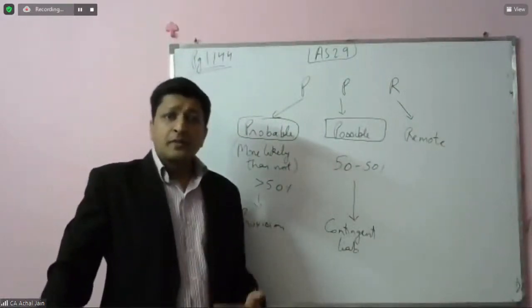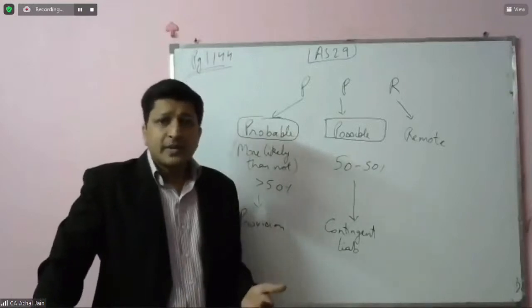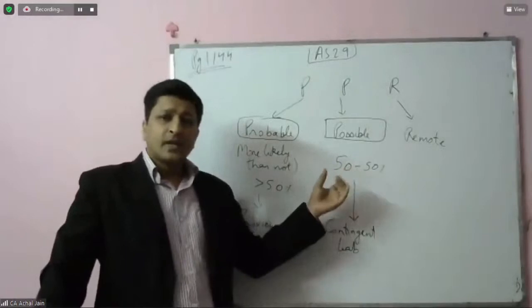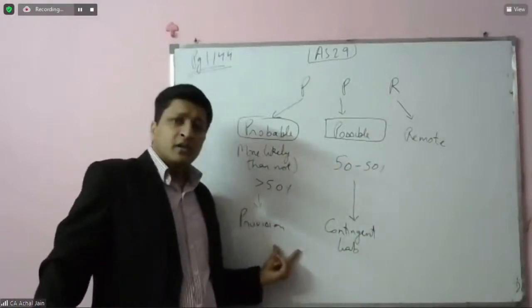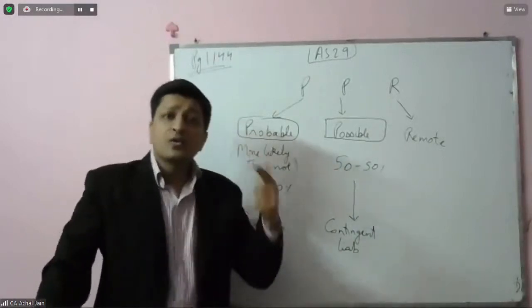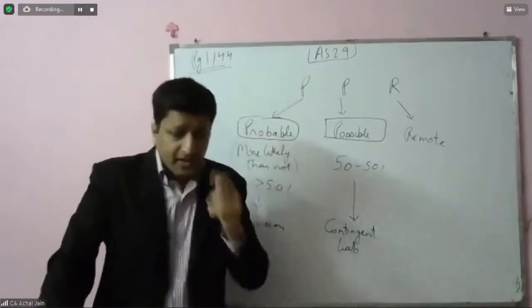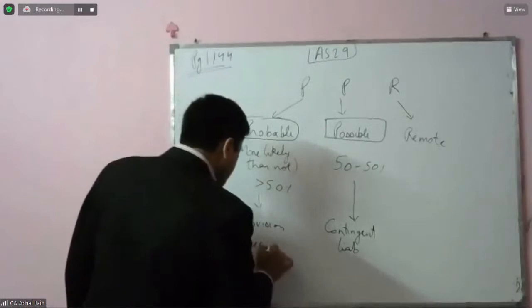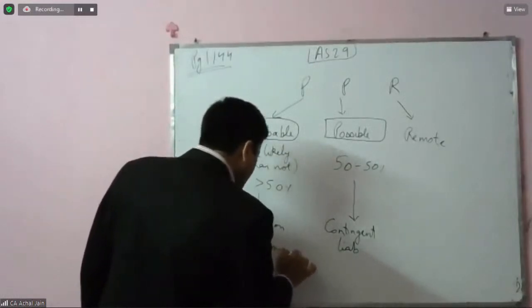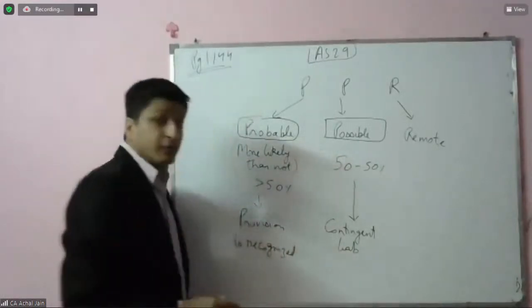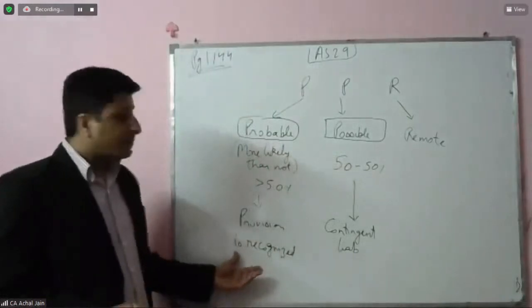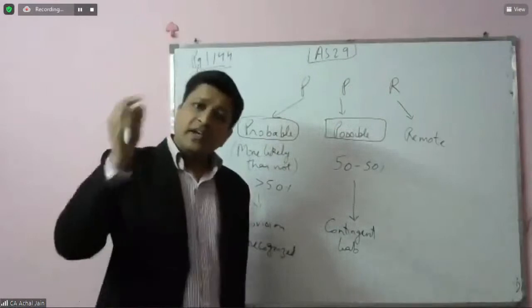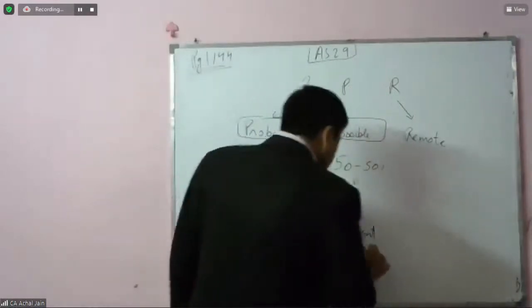And what do you mean by contingent liability? You can simply say the moment we have this situation of 50-50, then instead of a provision, we will give a disclosure in the financial statements. Now, this is again very, very important. A provision is recognized, meaning you will pass an adjustment entry for the provision. But a contingent liability is not recognized. A contingent liability is only disclosed.